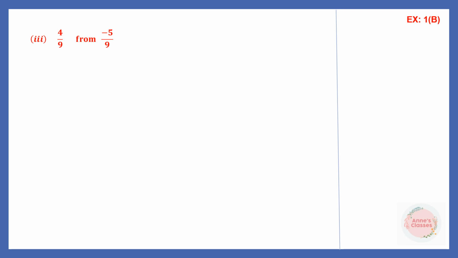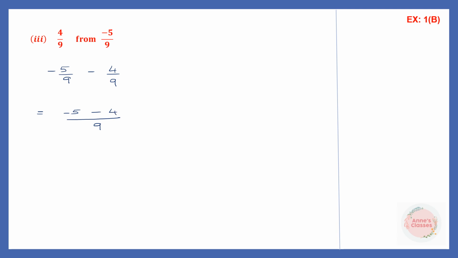Question 3. Subtract the first rational number from the second one. So let's write the second one first. Minus 5 by 9 minus 4 by 9. So denominators are the same, so that is going to be our LCM. So the numerators also will be the same.